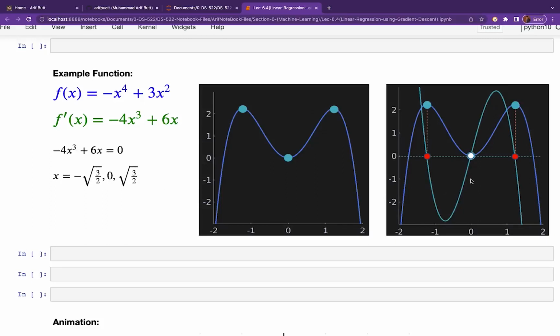In this right graph, these 3 points are represented by these two red dots and this white dot. Now this white dot is the local minimum because the derivative is negative on its left and positive on its right. Similarly, these red dots are the maxima because they have positive derivative to their left and negative derivative to their right. I hope this is crystal clear now.